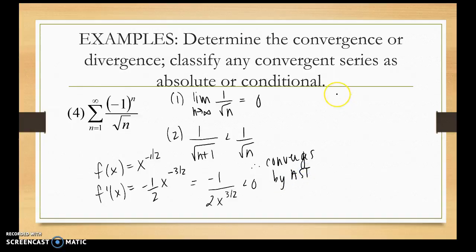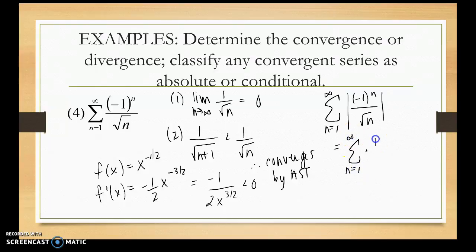All right, so now let's look at the absolute value of the series to determine absolute or conditional convergence. All right, so the absolute value just becomes 1 over the square root of n. Okay, looking at this series, this is a divergent p-series. So since the absolute value diverges, we would say that this is conditionally convergent.